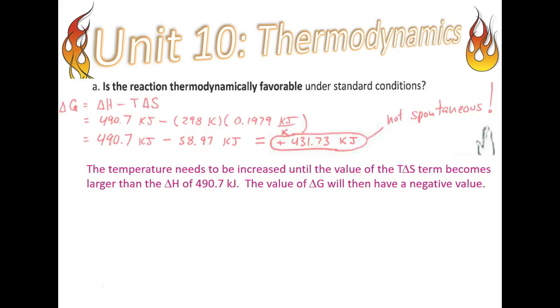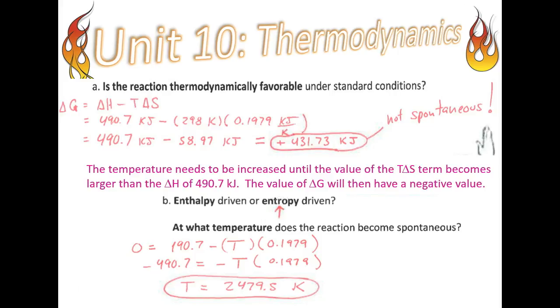Part B asked what sort of temperature change could cause it to be spontaneous. If you look at these two numbers side by side right here, you'll see that the T delta S term just has to get bigger than the delta H term, which tells you that temperature needs to be increased until the value of that T delta S term becomes larger than the 490.7. It also asks you to identify this as enthalpy or entropy driven. Since the enthalpy and entropy values were both positive, we call that an entropy driven process. And finally, it asks you to solve for the exact temperature when the reaction becomes spontaneous. So plugging in 0 for delta G and solving for T, we come up with 2479 Kelvin.